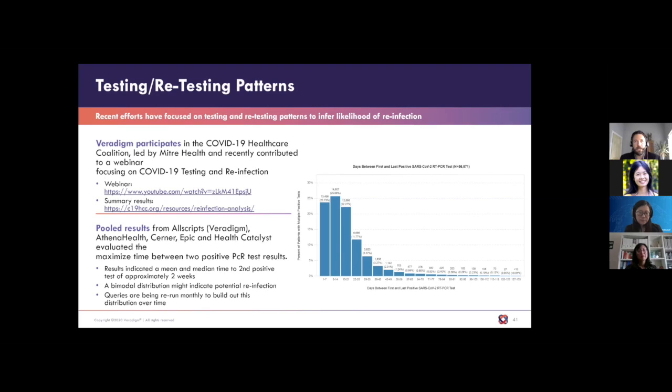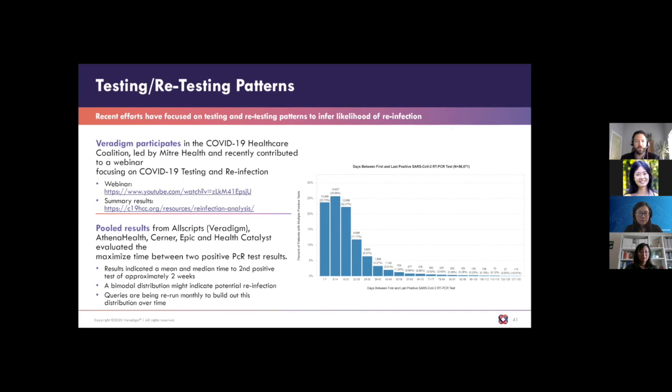So the analysis here, we started this back in March and started running the first numbers back in April. We were trying to evaluate potential reinfection, or rather indicators of potential reinfection. Remember, we didn't know a lot of this stuff back in April. We started this analysis by looking at what was the distribution between two positive PCR results. So if a patient had two or more positive PCRs, how far apart were they?